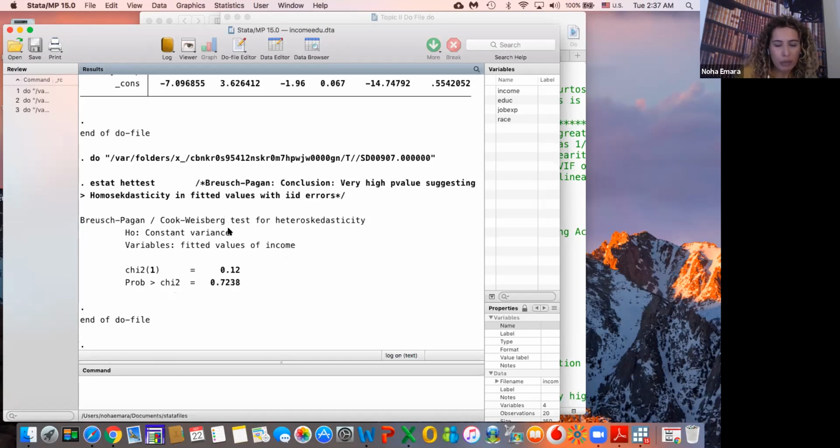This is a big number, right? 72.38 exceeds the 5% significance level. So you would say, okay, 72.38% probability of a constant variance is a huge number compared with the 5% significance level. Accordingly, what you're going to say is, I have a homoskedastic model because I have a huge probability that this is true.